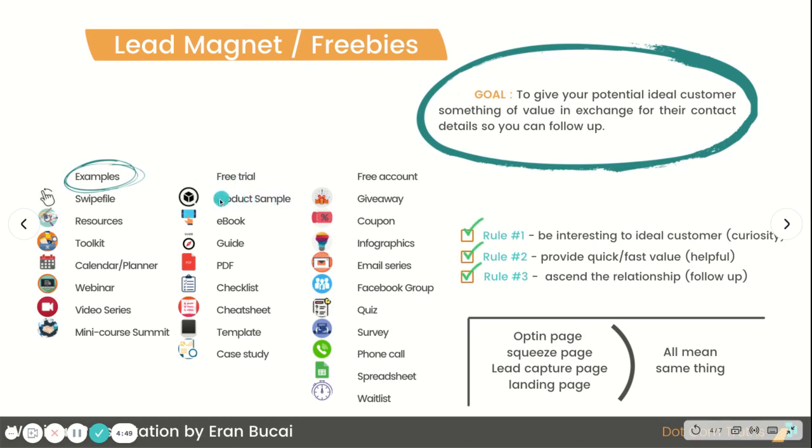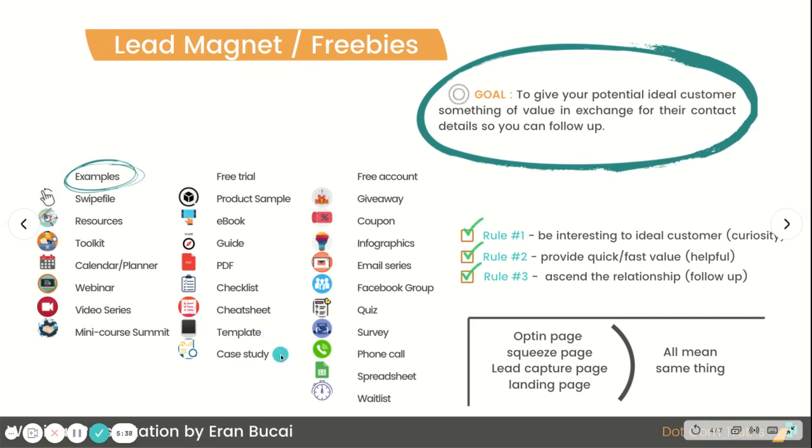A product sample that could be applicable in e-commerce, an ebook. I'm sure you've seen plenty of those. A guide, a PDF, a checklist, a cheat sheet. So if you have an outline of how to have a shortcut in something, you could use that as a cheat sheet. An example of that will be if you want to teach people how to find customers online, then your cheat sheet could be a script to how to conduct a sales conversation. Some sort of a template will also be helpful. People sell templates or offer templates for free on how a sales funnel should be built. I have a lead magnet where I offer a template on how to write a sales page.